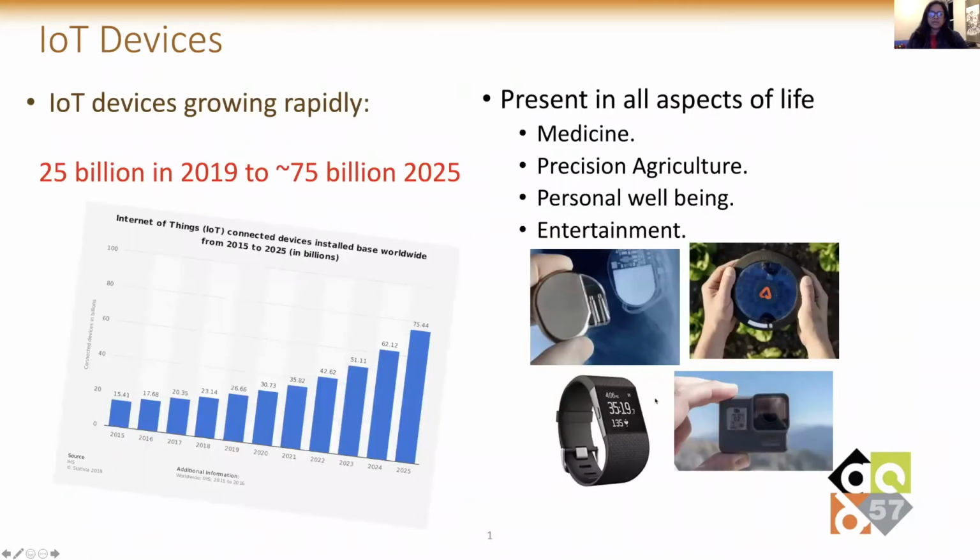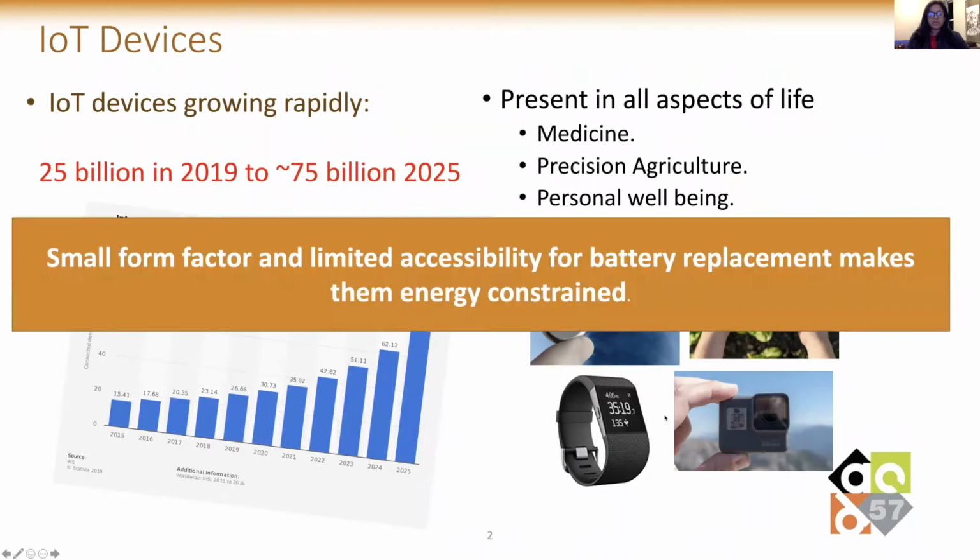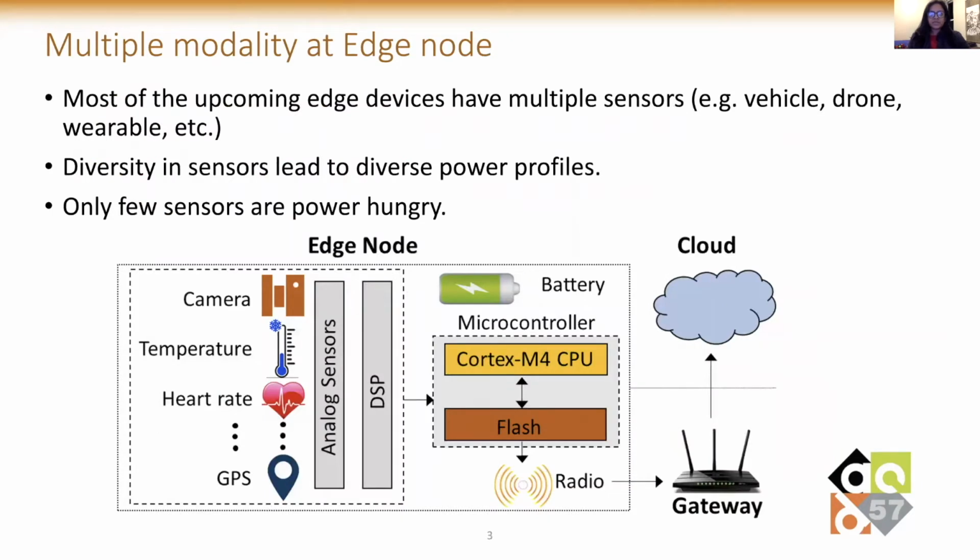IoT devices are growing exponentially and are present in all aspects of life, ranging from medicine and precision agriculture to entertainment. However, small form factor and limited accessibility for battery replacement makes them energy constrained. Upcoming edge devices host multiple sensors to provide enhanced user experience. This leads to a wide diversity in power distribution, with only a few power-hungry sensors consuming a major fraction of power.